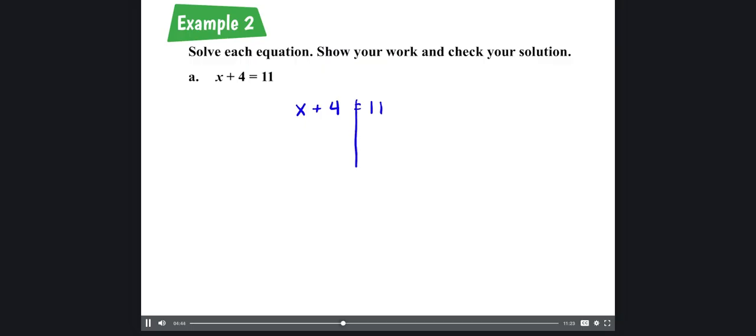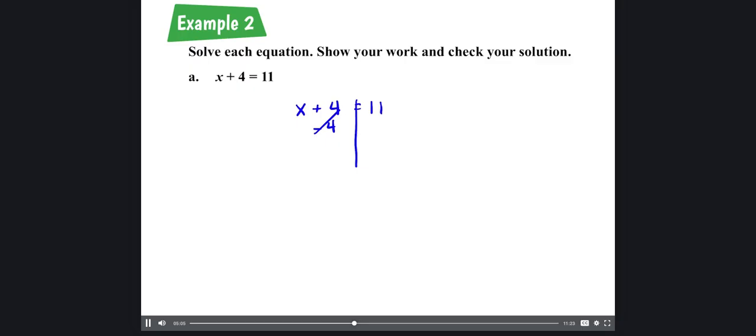We will use inverse operations in order to isolate the variable, or get the variable by itself. In this case, we need to get x by itself by removing the plus 4. The inverse of addition is subtraction, so we will subtract 4 to get x by itself.